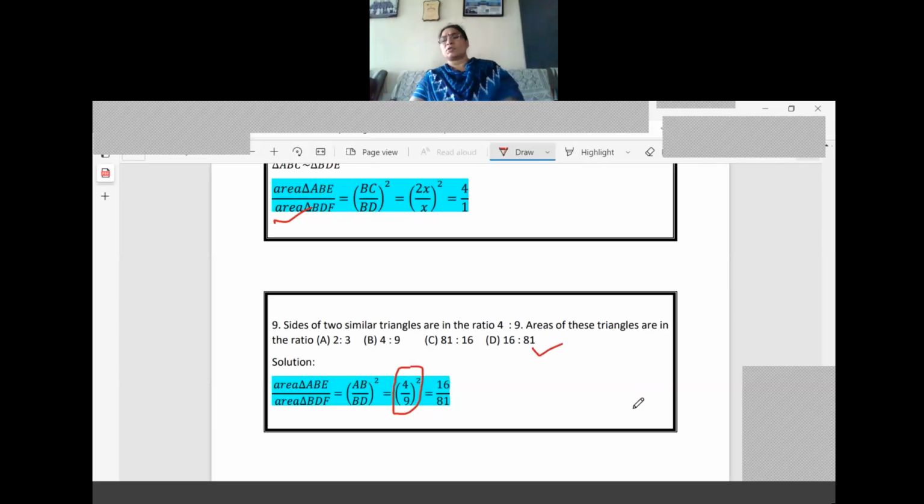So it is a direct application of the theorem only. The ratio of sides is given, we should go for area. Area means the square of the ratio of the corresponding sides. So 4 by 9 whole square is equal to 16 by 81.